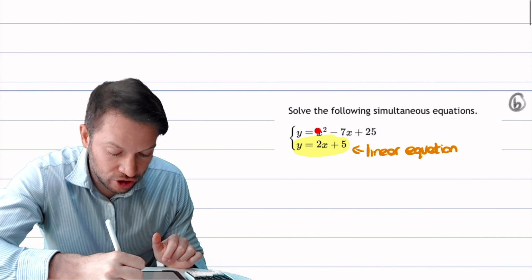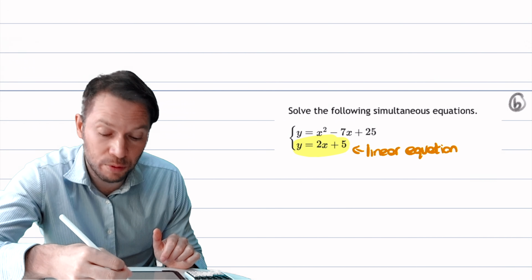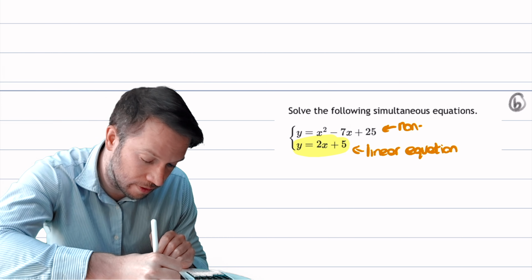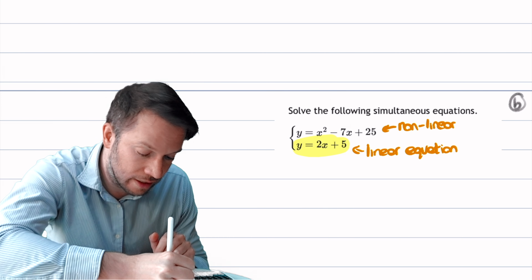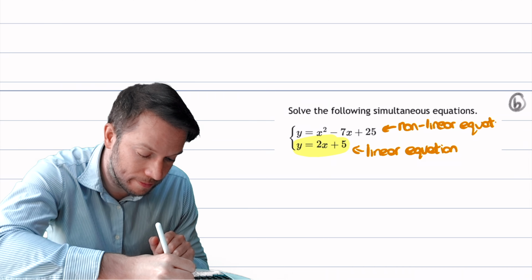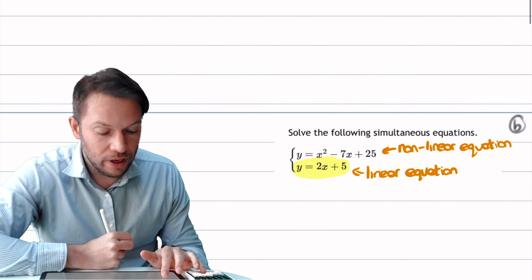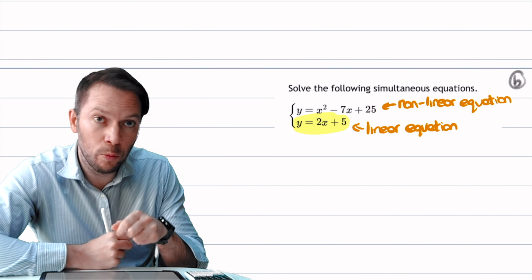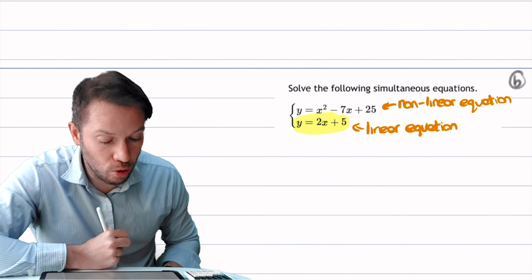Now, this other equation has an x squared term, so an x with a power, and therefore this is a non-linear equation. Specifically, it's a quadratic equation. Now, if we want to solve these simultaneous equations, it means we need to find a value of x and y which satisfies both equations.